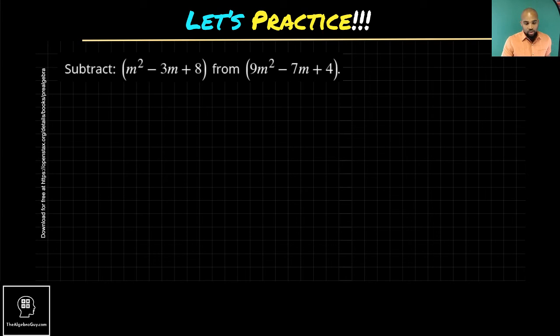All right, so this one's asking us to subtract, but it's telling us in the words and not simply drawing a minus sign. So be careful here as well. Subtract m squared minus 3m plus 8 from 9m squared minus 7m plus 4. The temptation is to simply replace that "from" and put a minus sign, but that wouldn't be right because we have to remember we're taking this away from that. So we have to start with what we have already and then take this away from it.